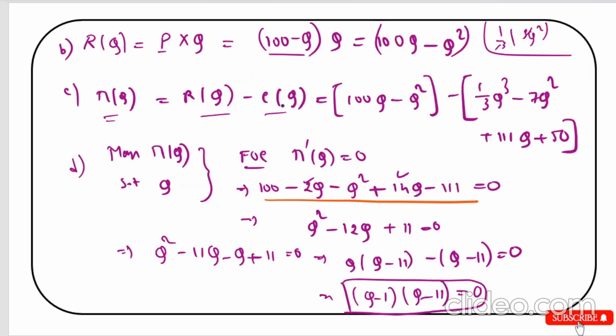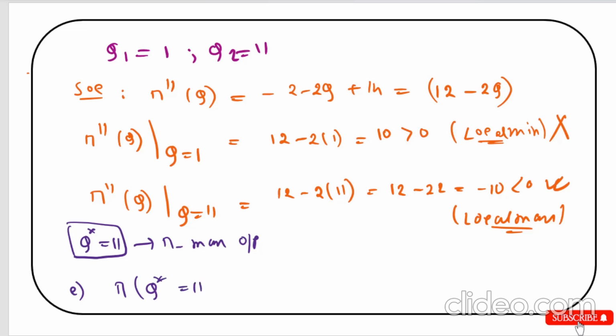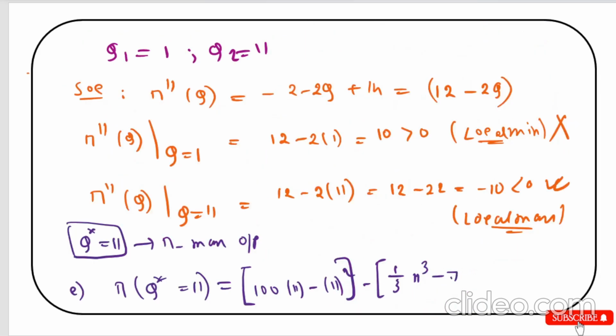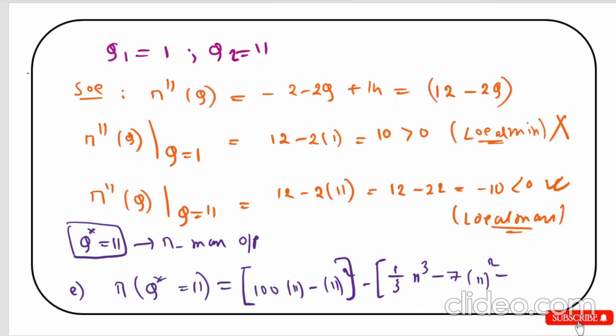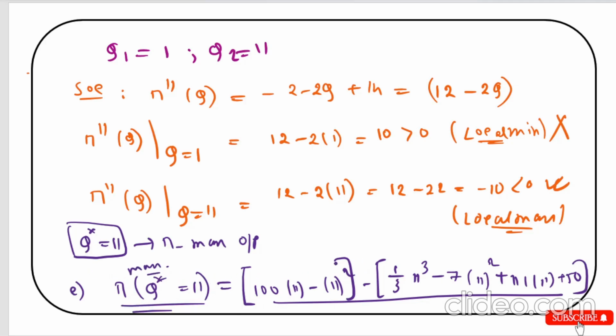So simply you have the profit function here. This is the function, right? In this function, if you put q star equals to 11, you will get the maximum profit. So I'm just giving you the expression: 100q minus q square, then minus 1/3 q cube, minus 7q square, then plus 111q plus 50. And if you calculate this expression, you will get the maximum profit. So pi max will be at the value q star 11, and this will be the expression.